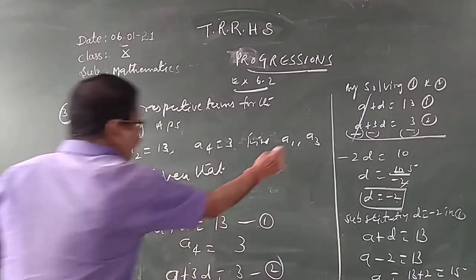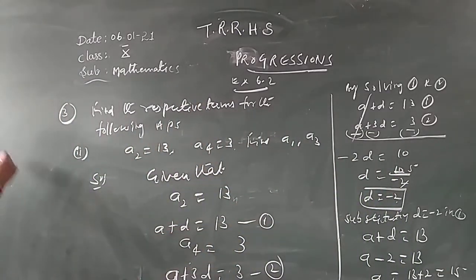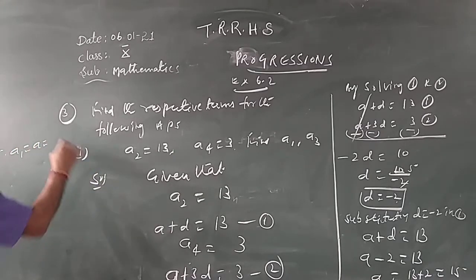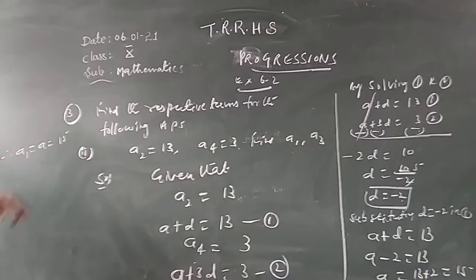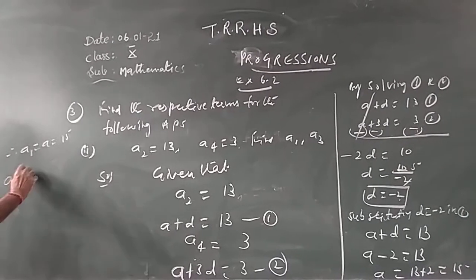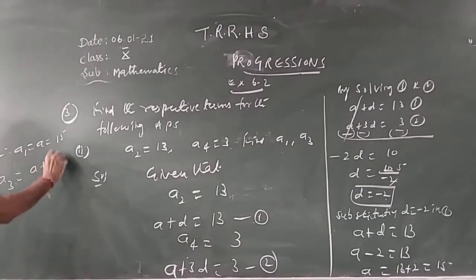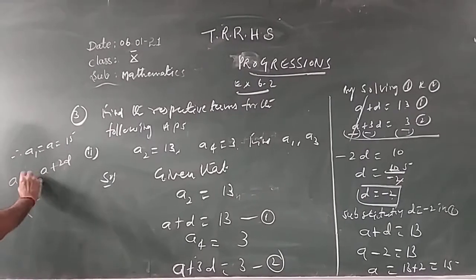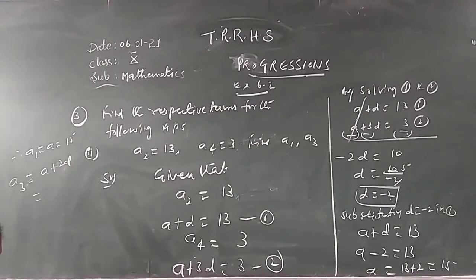So what do you have to find out? A1. Therefore, A1 is equal to A, which is 15. Now A3. What is A3? A plus 2D. The first term is A, the second term is A plus D, the third term is A plus 2D.